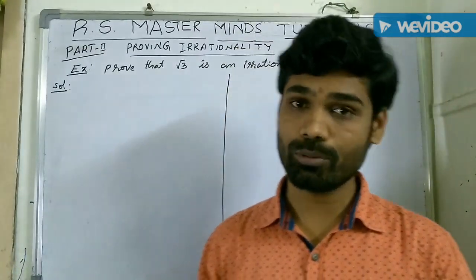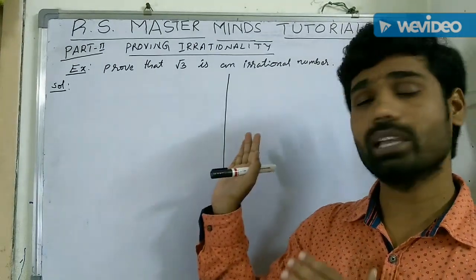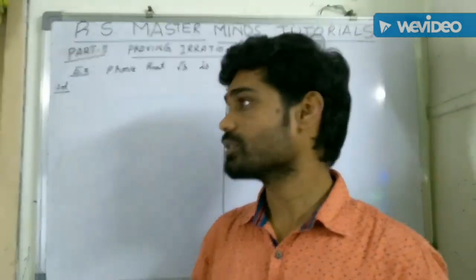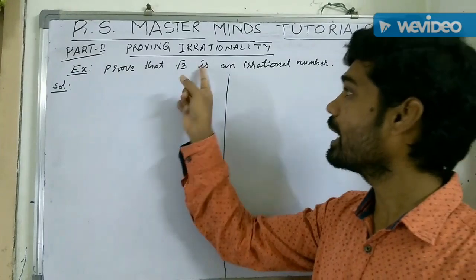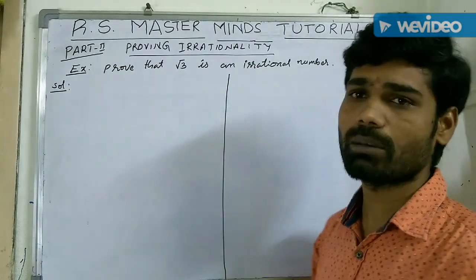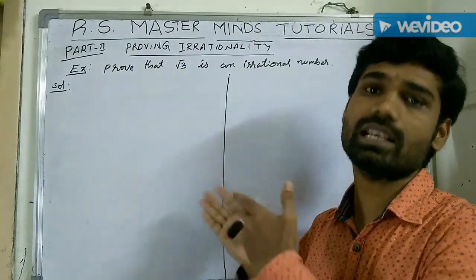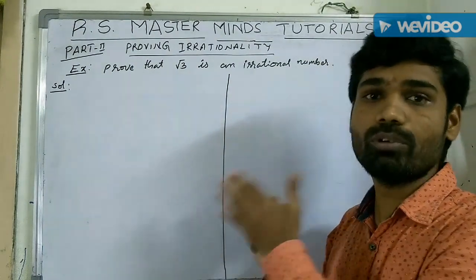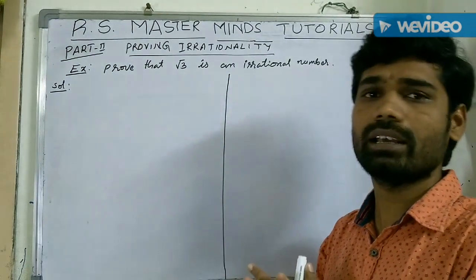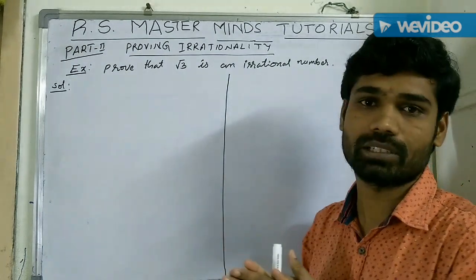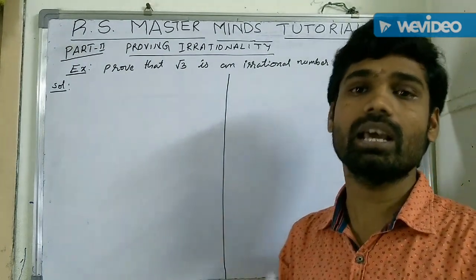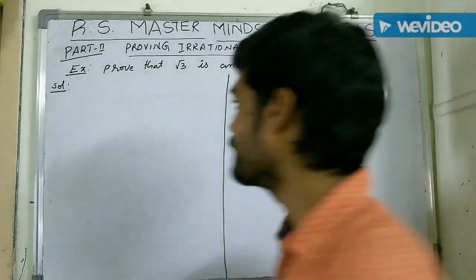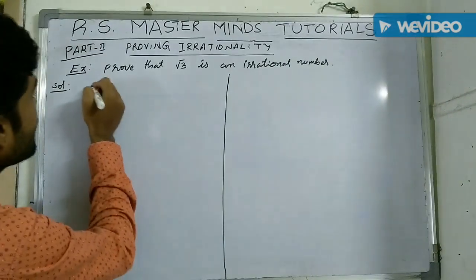Okay guys, I hope you are ready to listen, please. Type 1. Let us take one example: prove that under root 3 is an irrational number. Already we know that it is an irrational number, but we are required to do the proof. To prove that, we cannot go through the direct method, so we go to the indirect method, that is nothing but the contradiction method.